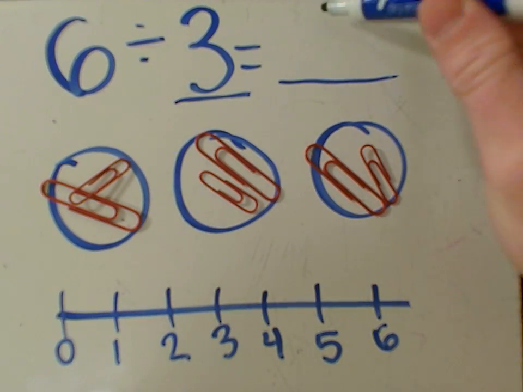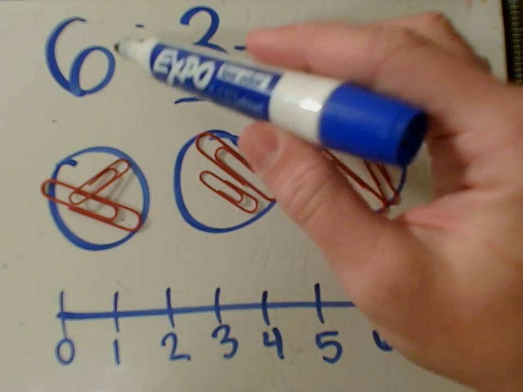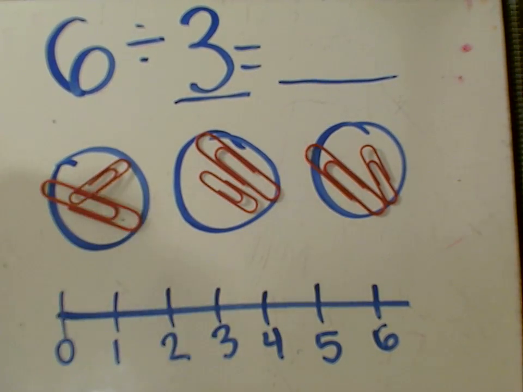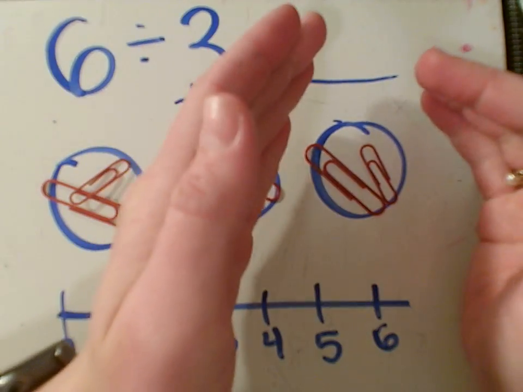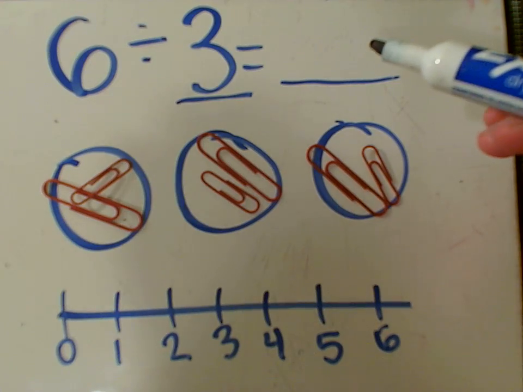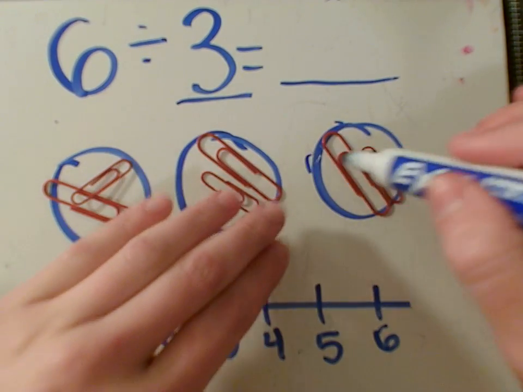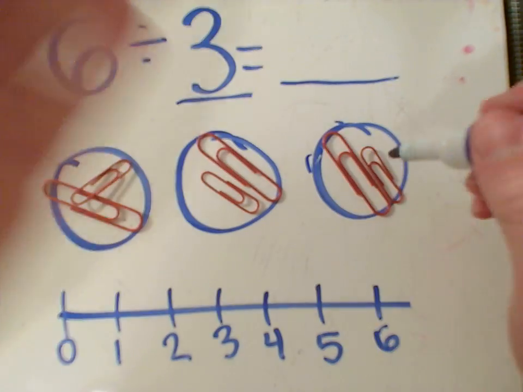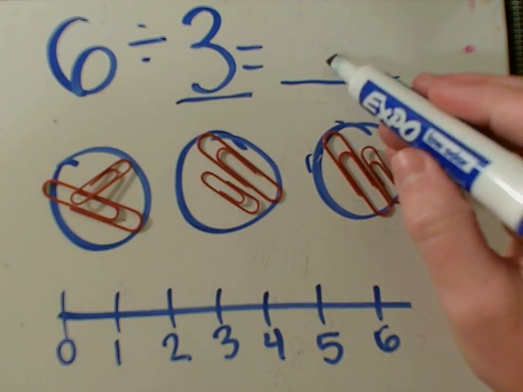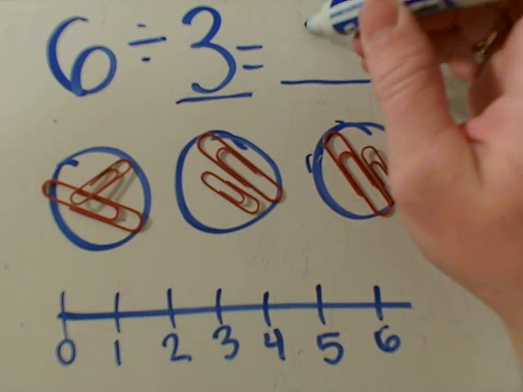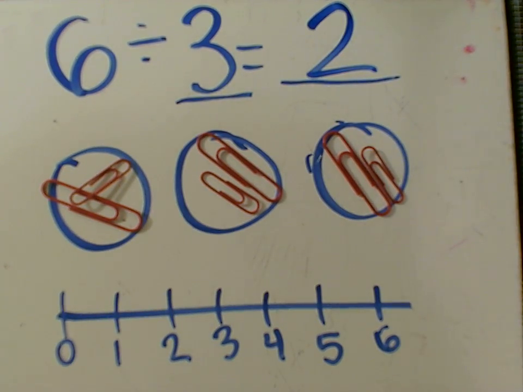Now, we need to find our answer. 6 divided by 3 equals what? Remember, you only need to look at one of these groups. 6 divided by 3 means how many are in each group. So how many paper clips are in each group? 2. What did you say? Yeah, 2.